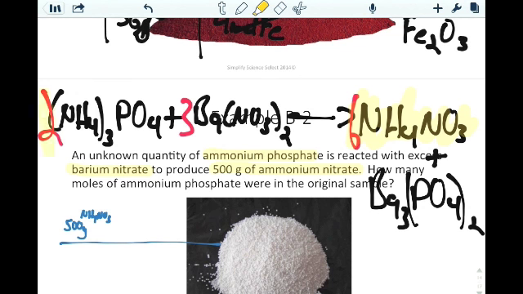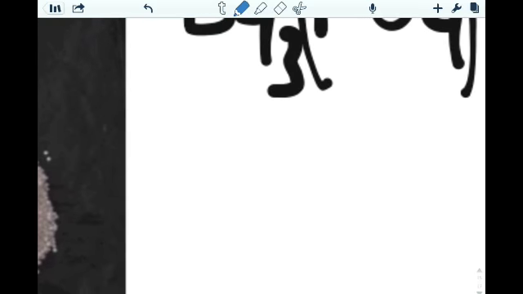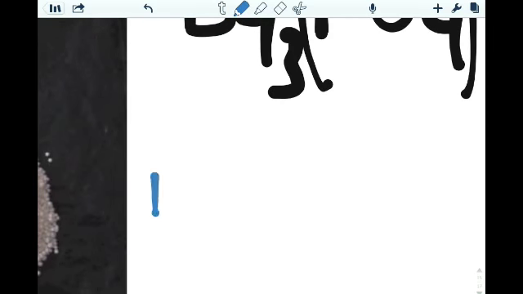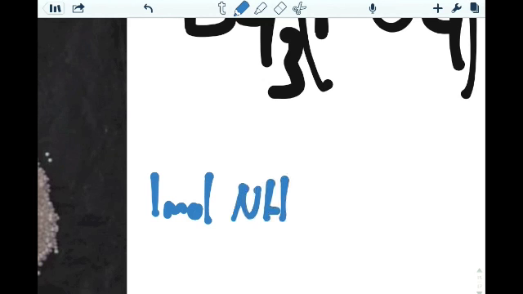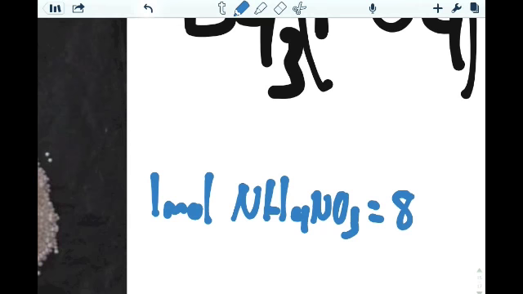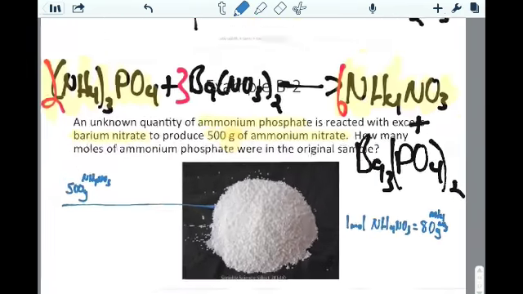So here is our ammonium phosphate. We have 500 grams of ammonium nitrate. Anytime we see grams, what do we need? We need the molar mass. So we're going to write that one down first. The molar mass of ammonium nitrate, 1 mole of NH4NO3, is right around 80 grams. Well, not 8 grams, but 80 grams of NH4NO3.